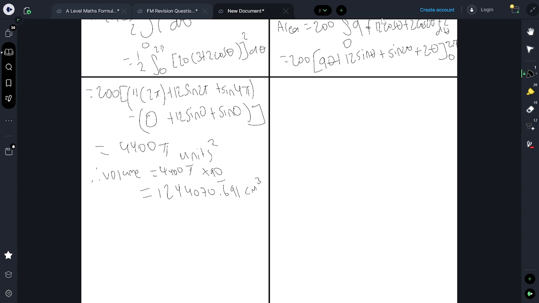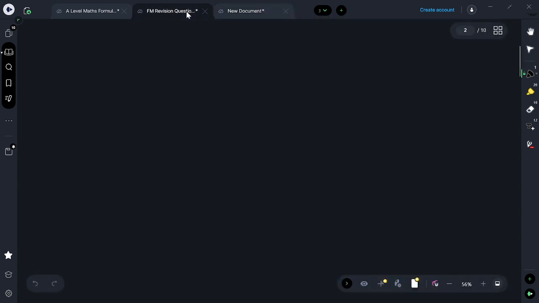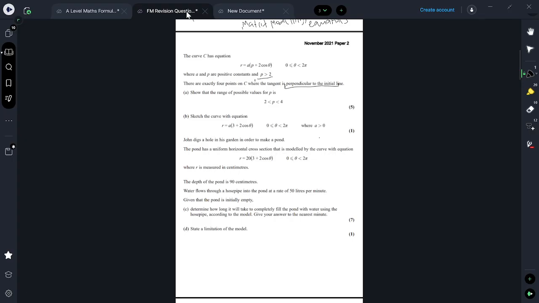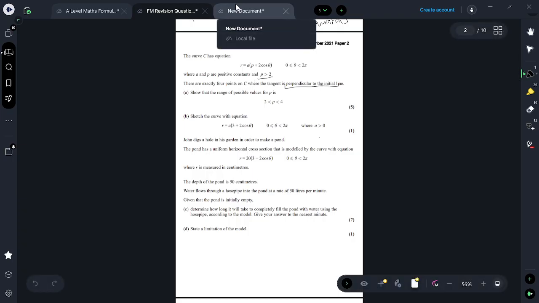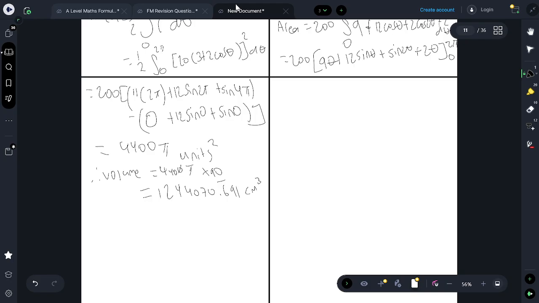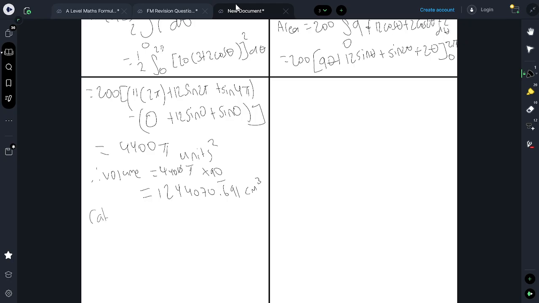So let's have a look then. What's it saying? So that's the volume, the capacity in the pool. So then it says water flows through a hose pipe at a rate of 50 liters per minute. Given that the pond is empty, how long will it take to fill completely? Okay, so we need to then convert centimeters to, so then the minutes taken. But we know it takes 1 minute for 50 litres. So then how much volume there is in total. We need to convert this to litres.